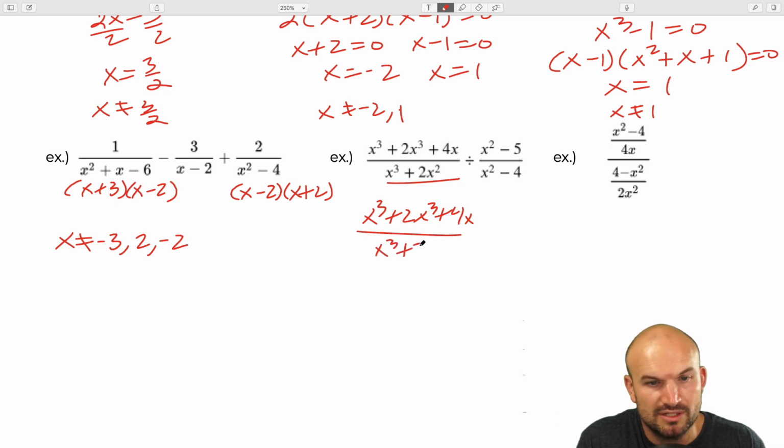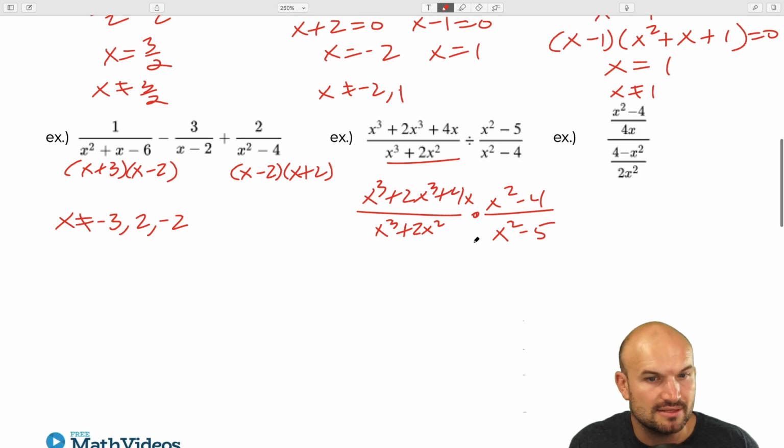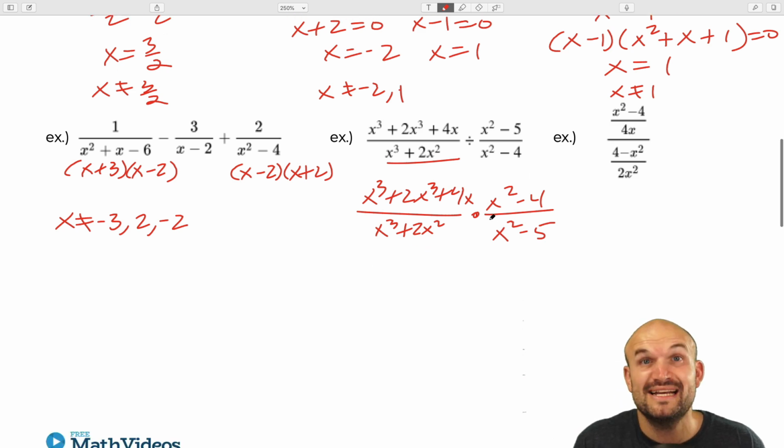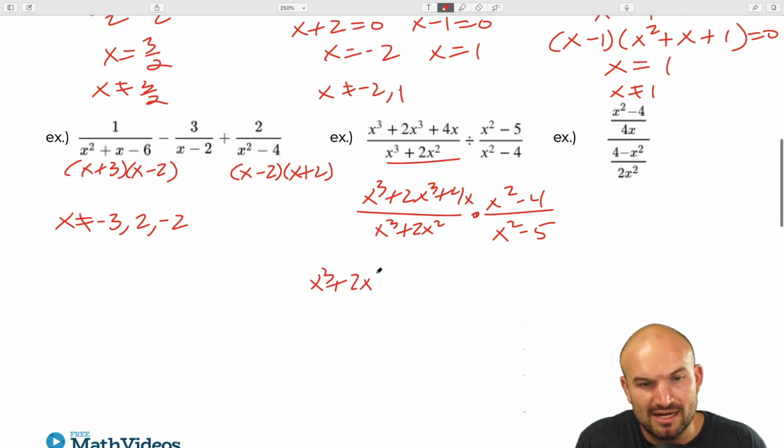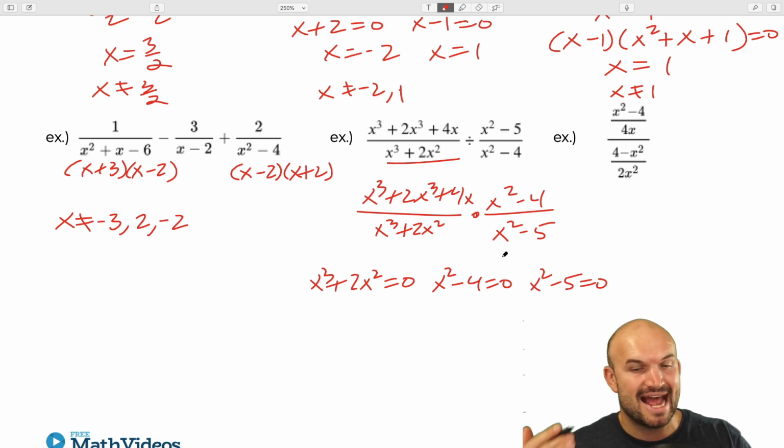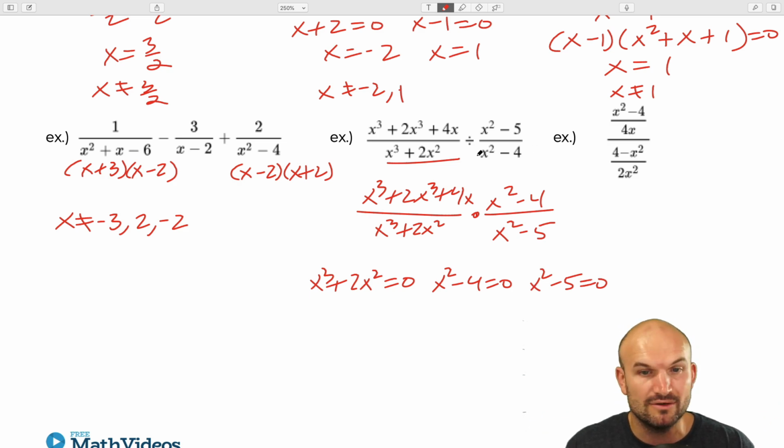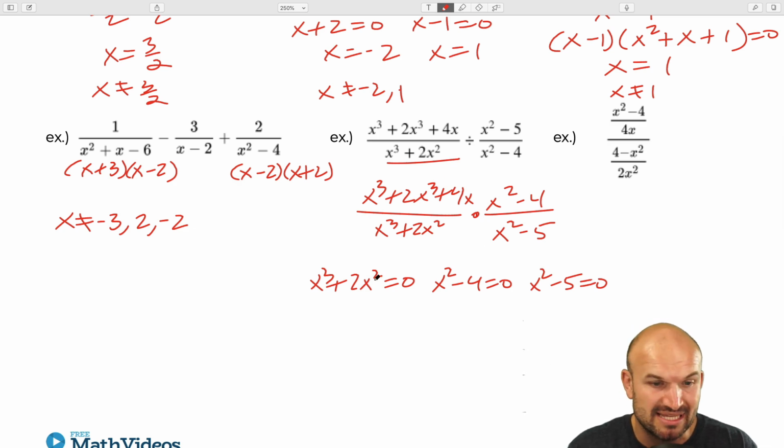So we have x cubed plus 2x squared times x squared minus 4 over x squared minus 5. This is important because that means we have 3 different denominators. We have x cubed plus 2x squared equals 0. We have x squared minus 4 equals 0. And we have x squared minus 5 equals 0. When we're dividing, we can rewrite that as multiplication, so we need to make sure that none of those values can be equal to 0.